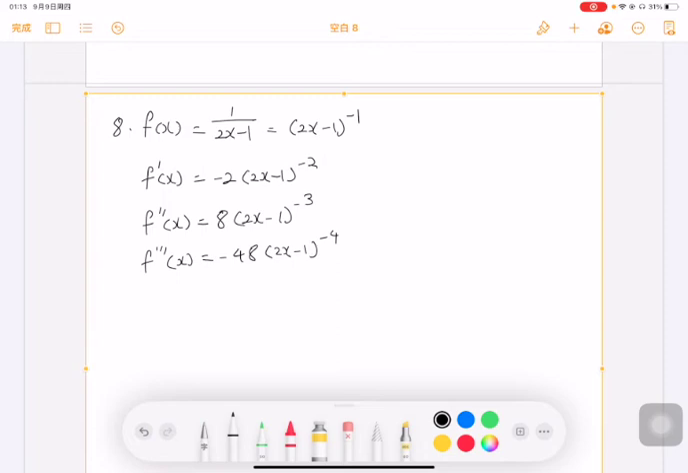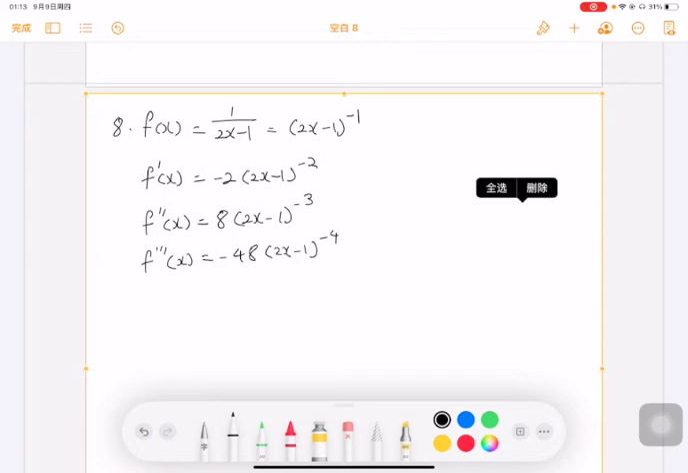How I'm getting the coefficient is, for each step you are multiplying the exponent. For example, going from f prime to f double prime, you have the original coefficient minus 2, and then you multiply the exponent, which is another minus 2, you get 4, and then by chain rule, you multiply the derivative of the inside, which is always 2. So you get 4 times 2, which is 8. Similarly, here you get 8 times minus 3, and then times 2, so you get minus 48.